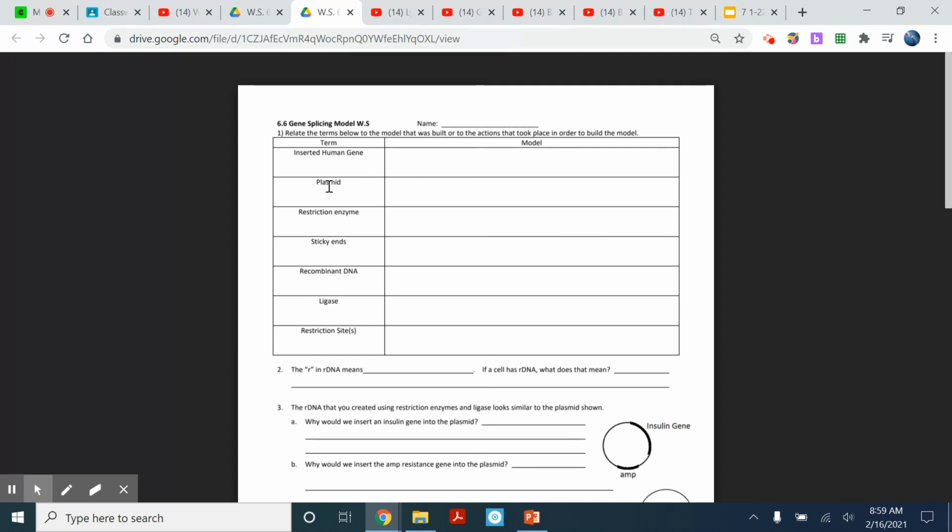All right, when I eventually see you guys in class, we are going to continue on with this worksheet and finish it. And then we have another one, 6.7, which is all about restriction enzymes and the problems they're going to give you with restriction enzymes and cutting DNA and stuff like that, okay?